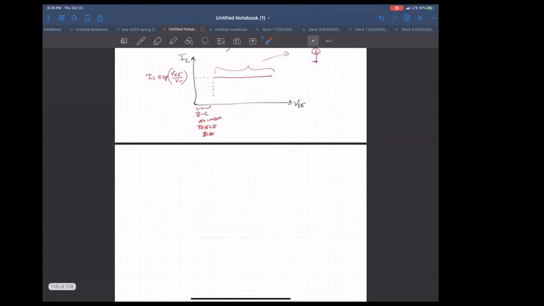All right, if there aren't any other questions, let's start talking about the base and emitter currents.